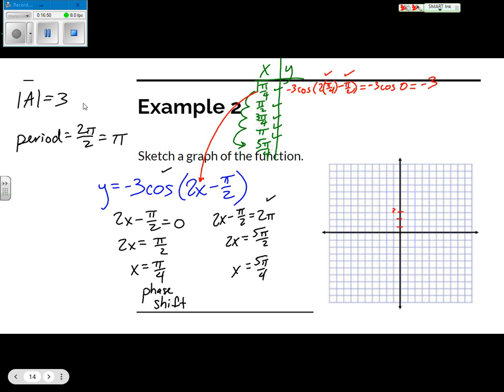Part of teaching in an empty room is that no one's there to correct you. Yes, positive pi over 4 is what we were using. You are correct. And it would land down here at -3. Good.